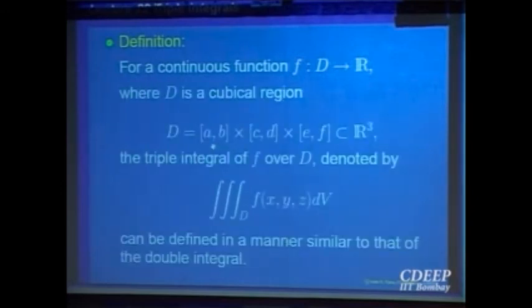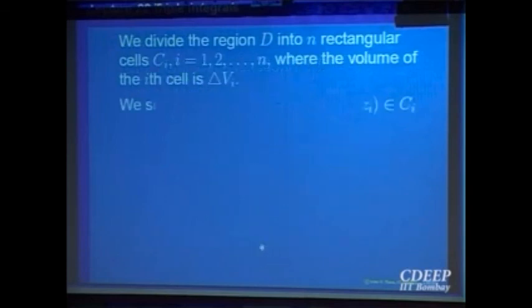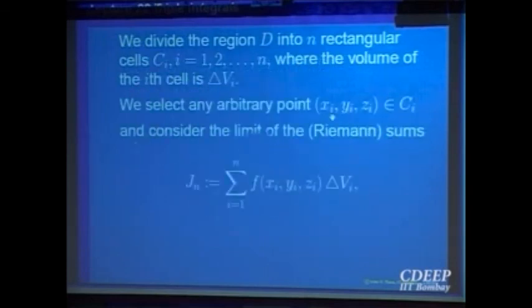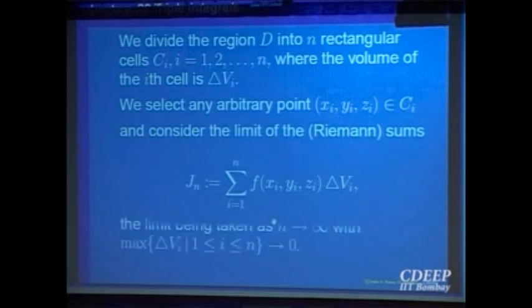So like rectangles AB cross CD cross EF, that could be a domain. Then you can define triple integral over that domain. And similarly, you can take a cuboid and put it 0 outside and do it for general domains also. And same properties hold, continuity and so on. So let me not, you can take the sum and take the limit and so on.